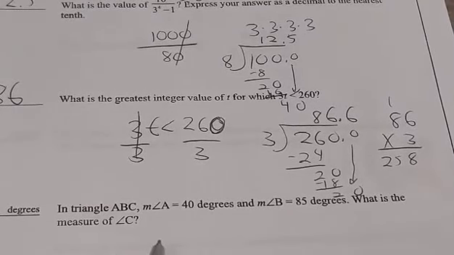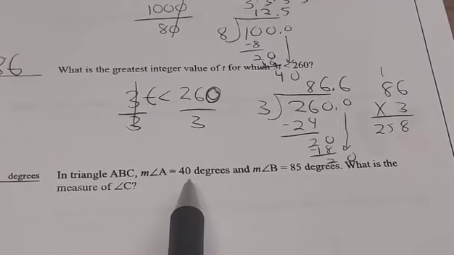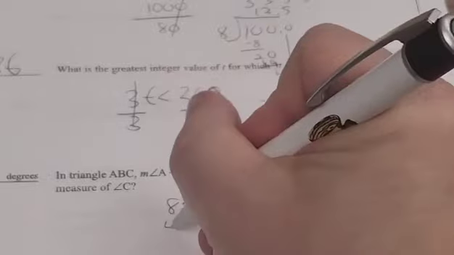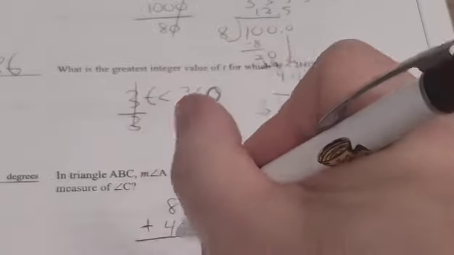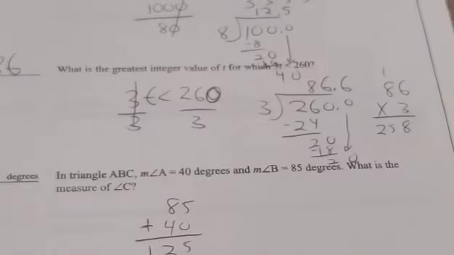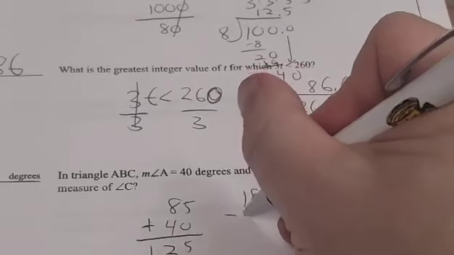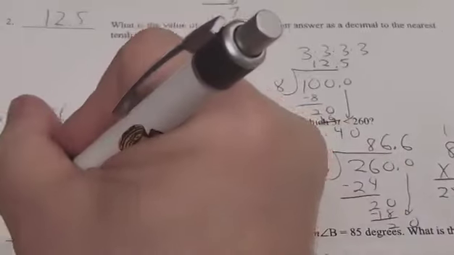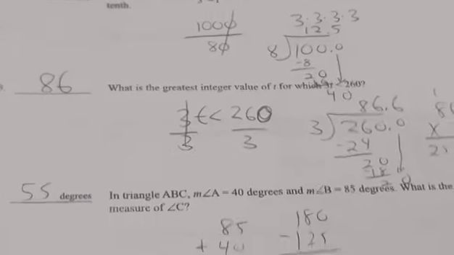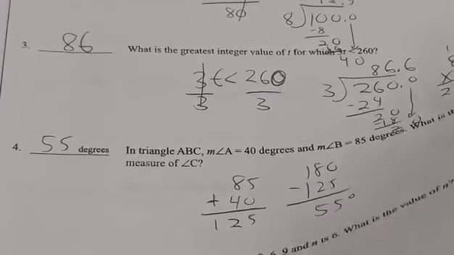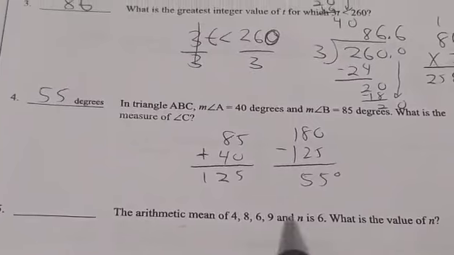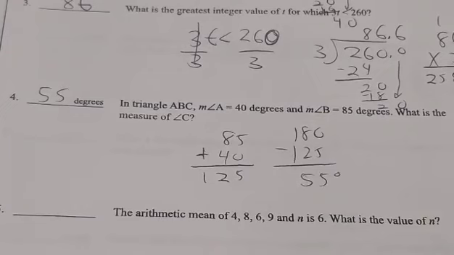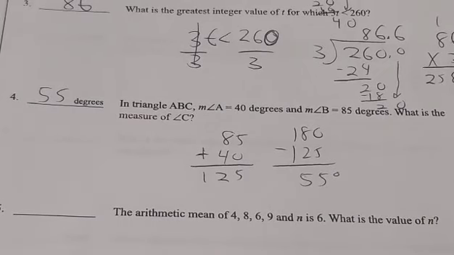We get a little bit of a break with number 4, as long as you know that there are 180 degrees in all triangles. So 85 for that angle, 40 for that angle. That is 125. So 180 minus 125 will tell us our remaining angle has to be 55 degrees. Can you see that? So we had one angle at 40, one angle at 85. So that's 125. All triangles have 180 degrees. 180 minus 125 is 55.